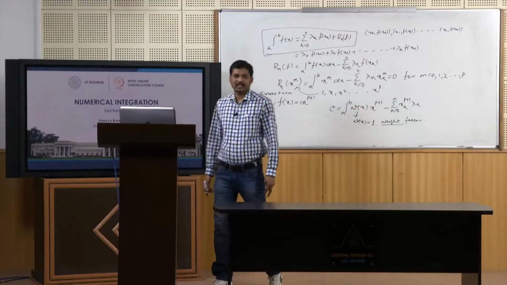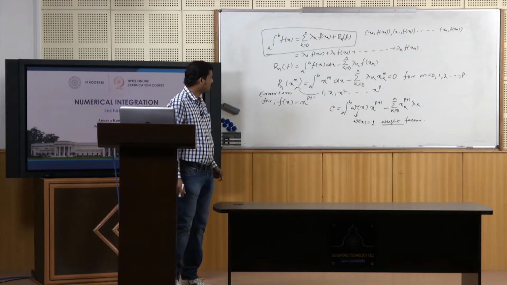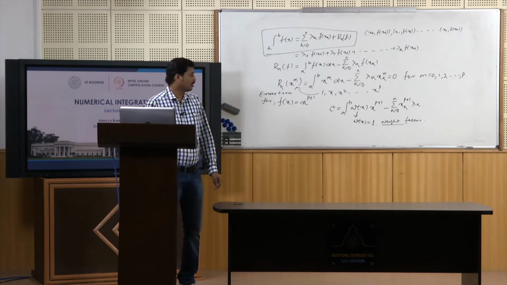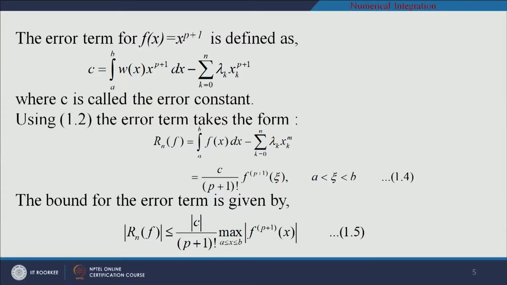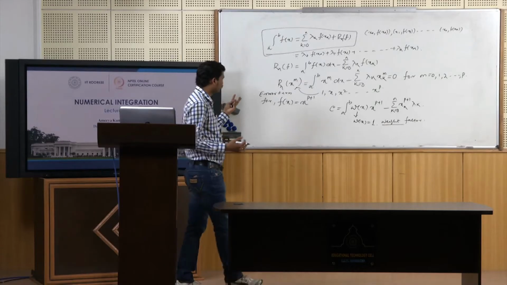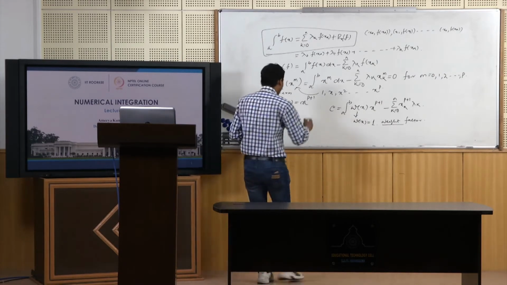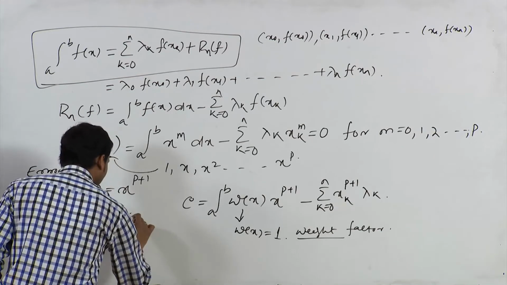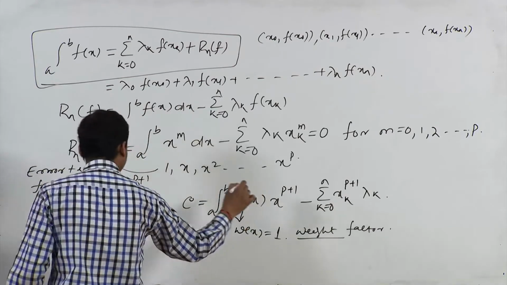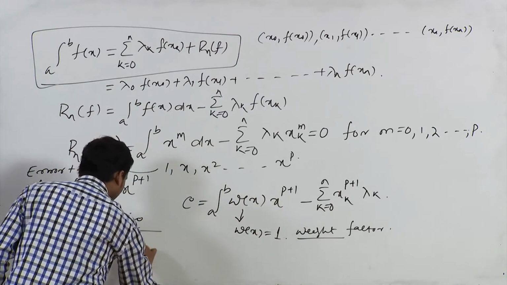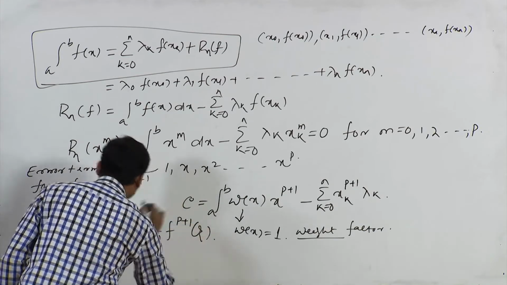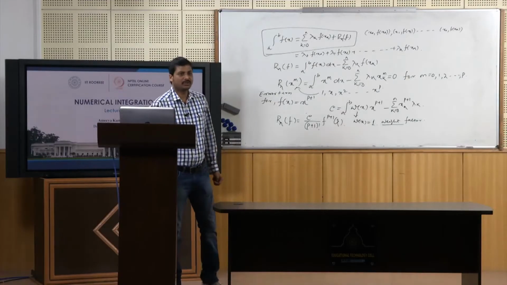So, that is why this formula can also be written directly as integration a to b, x^(p+1) minus summation k equals 0 to n, x_k^(p+1) λ_k here also. And if we calculate this total error term using this integration formula directly, we can write that as R_n(f), this equals, since we have already calculated the difference of this one, C by (p+1) factorial, f^(p+1)(ζ) here, where ζ lies between a and b here.